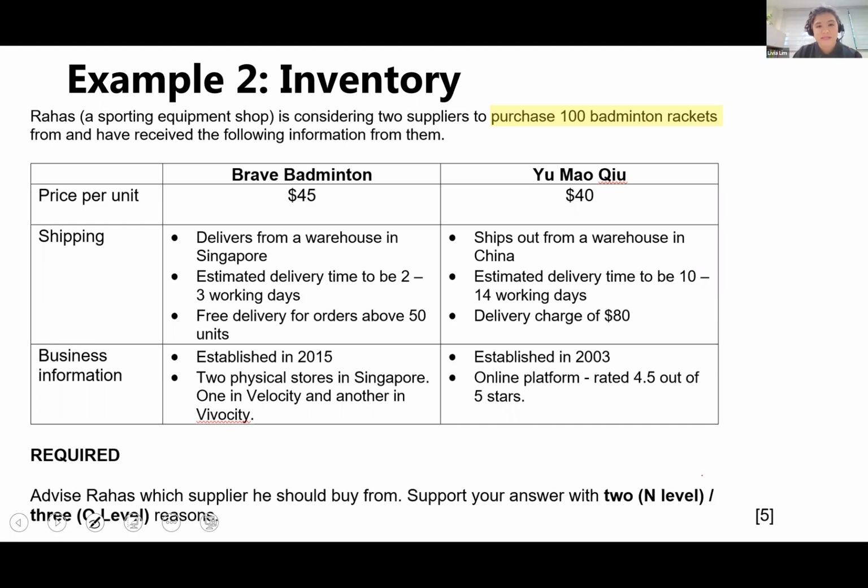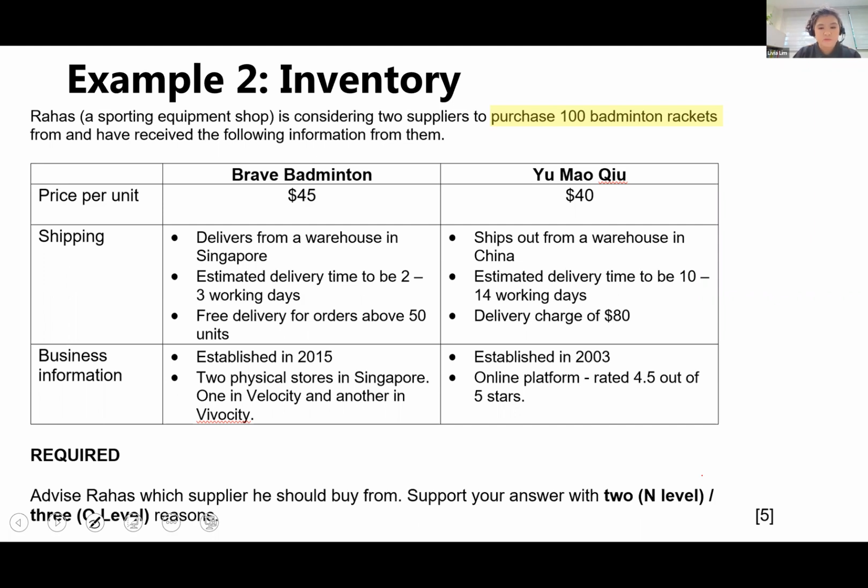So price per unit is the accounting information. Delivery orders, delivery charges, accounting information. And the non-accounting information would be things like where it delivers from. Brave Badminton delivers from a warehouse in Singapore, whereas Yu Mao Qiu is in China. The delivery time is non-accounting information. For Brave Badminton, it's delivery time of 2 to 3 working days, and Yu Mao Qiu is 10 to 14 working days. So business information is also non-accounting information.